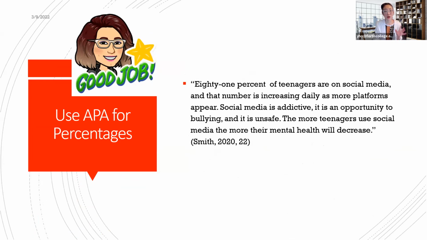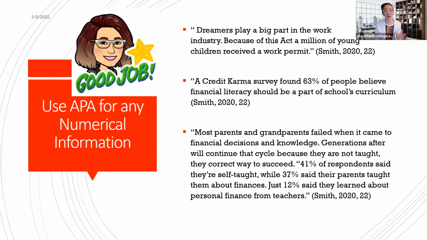81% of teenagers are on social media, so you need APA for percentages. And then a Credit Karma survey found 63% of people believe that financial literacy should be part of a school's curriculum. I think that learning about financial literacy and learning how to fill out your taxes and learning to do your own laundry is more important than algebra, but don't say that to the math teacher.